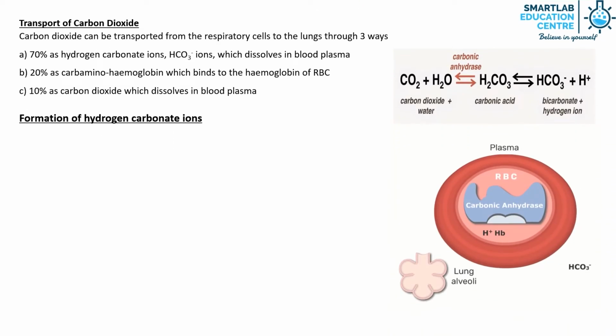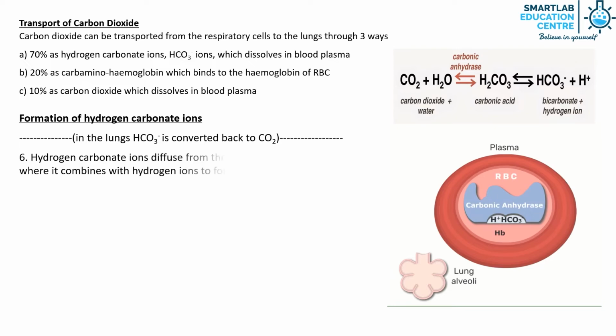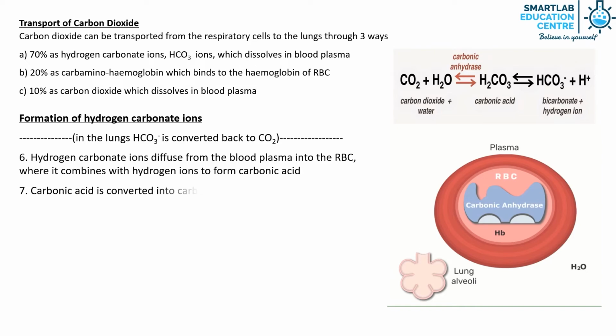When the hydrogen carbonate ions reach the lungs, they are converted back to carbon dioxide, which is exhaled. The hydrogen carbonate ions diffuse from the blood plasma back into the RBC, where they combine with the hydrogen ions to form carbonic acid. The carbonic acid is then converted into carbon dioxide and water.